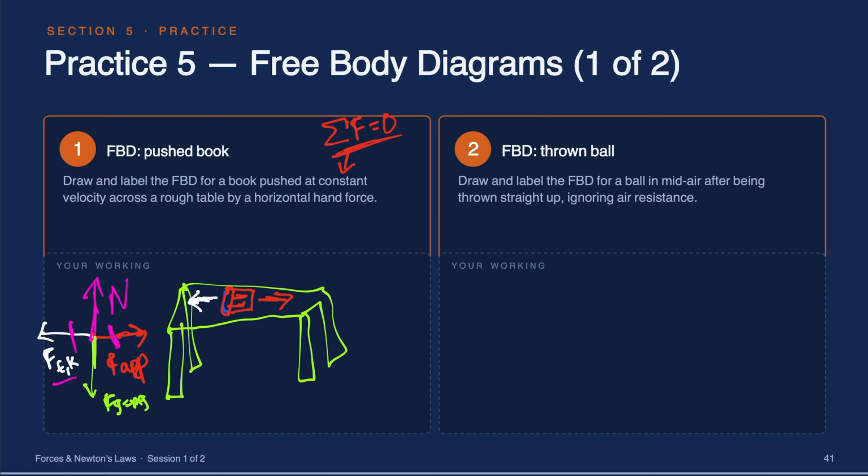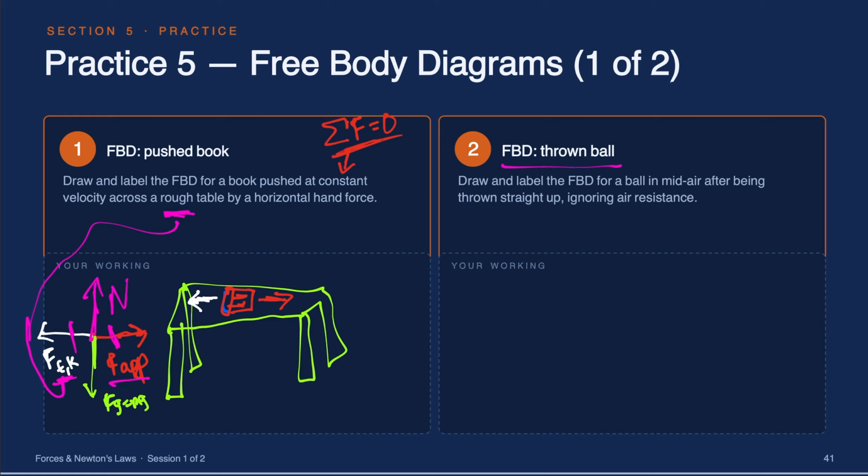And rough table here, that's rough, it just means that the table has a lot of friction. That's why force friction kinetic is matching force applied here. Okay? Free body diagram for a thrown ball.